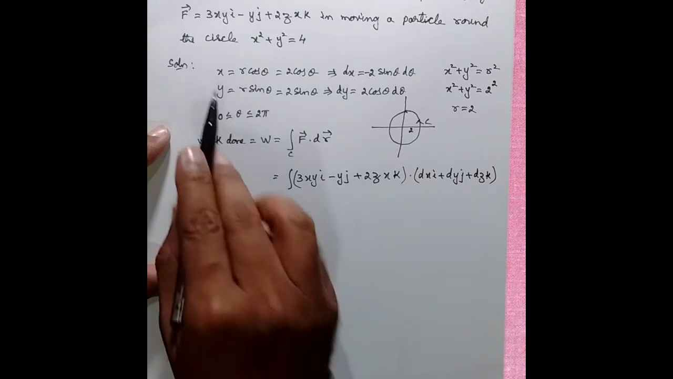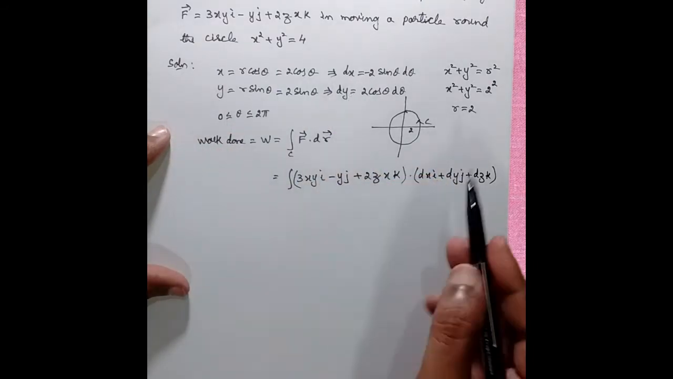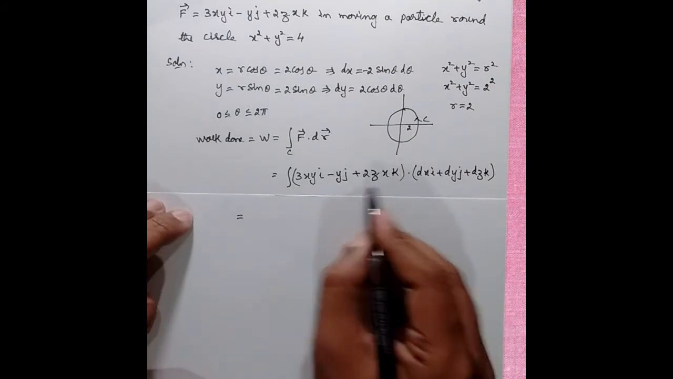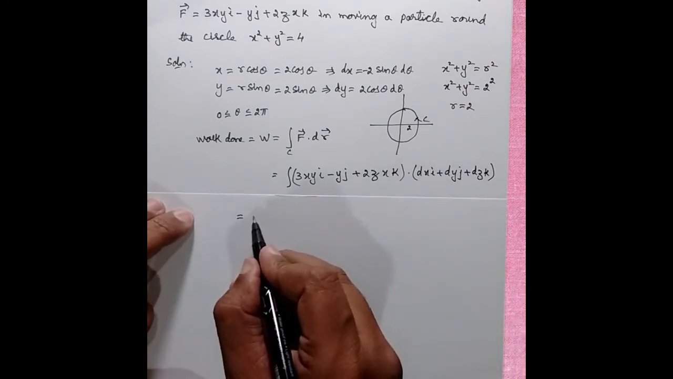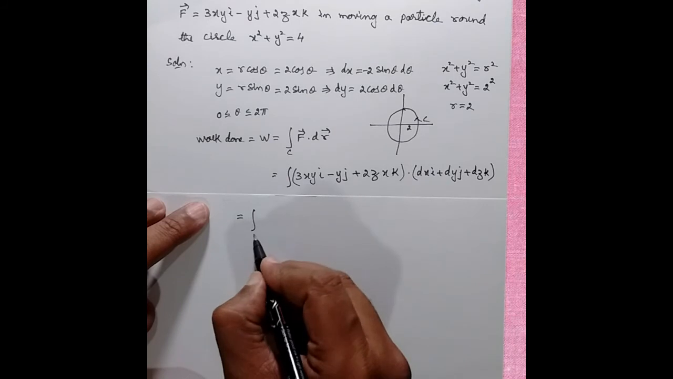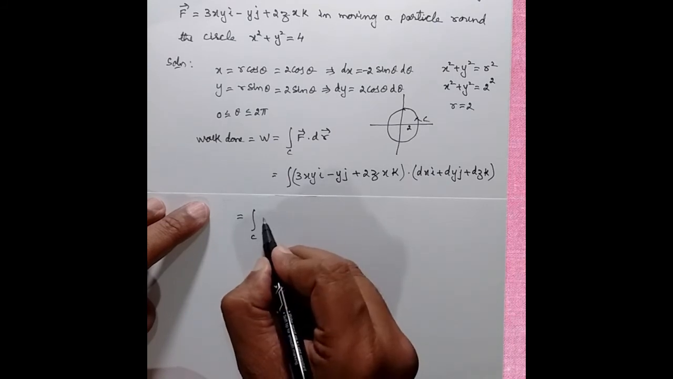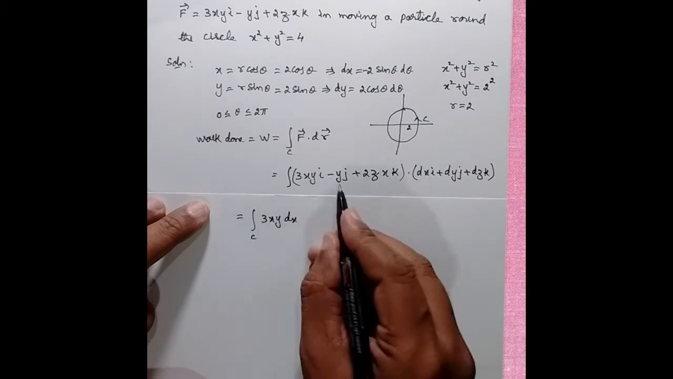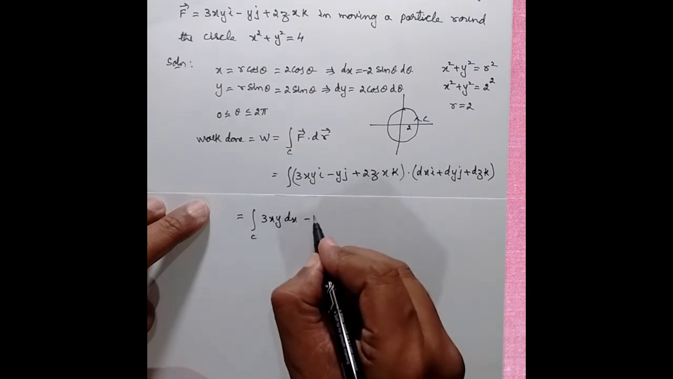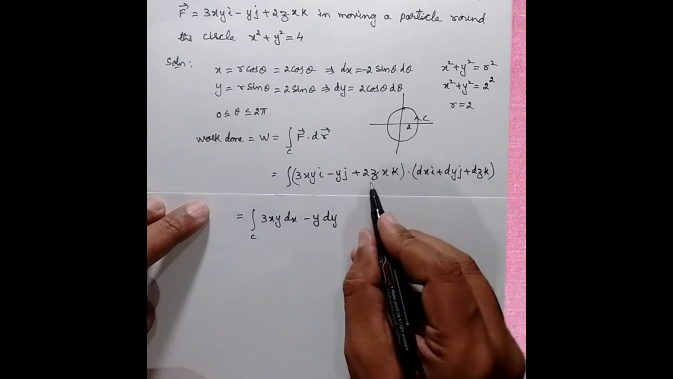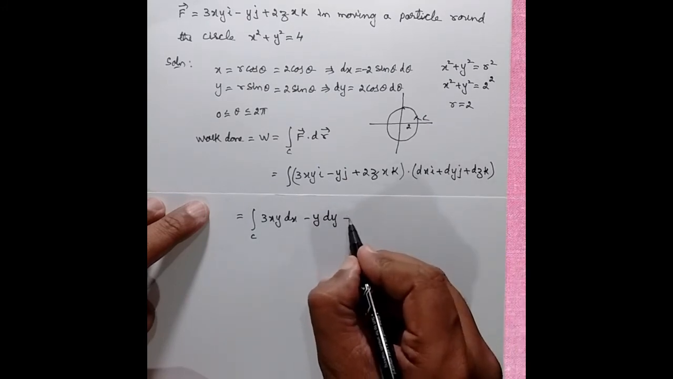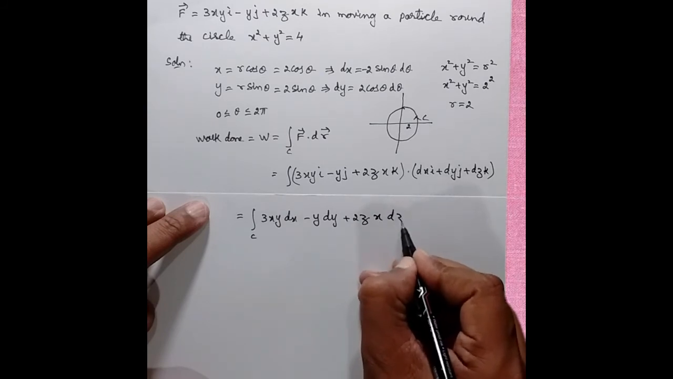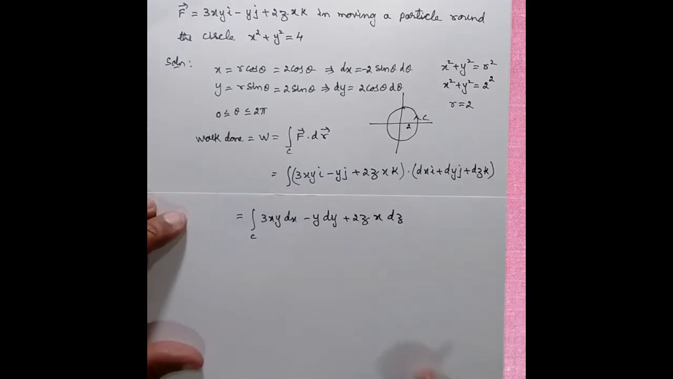Now you can plug in the values of x, y, dx, dy in terms of the polar coordinates. To multiply, we take i dot i, j dot j and k dot k. Therefore this integral over the curve C has 3xy into dx, i dot i. Then j dot j will be 1, so it is minus y times dy. Then k dot k will be 1, so you will be getting 2zx into dz. So this is the expression you have.